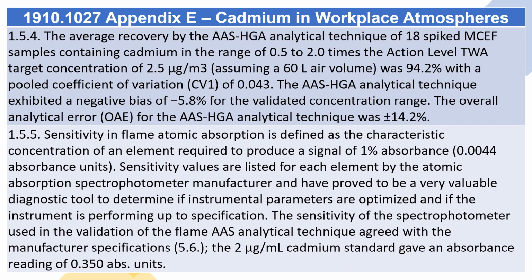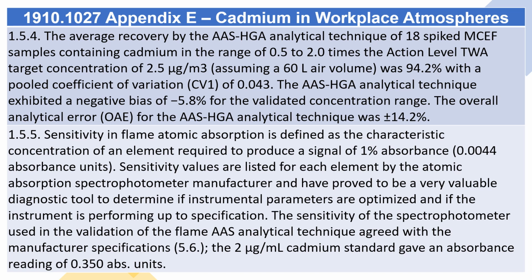1.5.4. The average recovery by the AAS-HGA analytical technique of 18 spiked MCF samples containing cadmium in the range of 0.5 to 2.0 times the action level TWA target concentration of 2.5 micrograms per cubic meter, assuming a 60 L air volume, was 94.2% with a pooled coefficient of variation, CV1, of 0.043. The AAS-HGA analytical technique exhibited a negative bias of minus 5.8% for the validated concentration range. The overall analytical error, OAE, for the AAS-HGA analytical technique was plus or minus 14.2%.